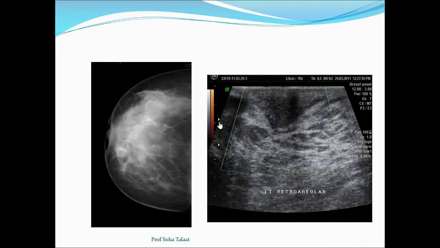This is a retracted nipple. This is a retracted nipple. And also the retracted nipple is important too, even if there is nothing else. Especially, you can ask the patient if it is congenital from the start or recently retracted.